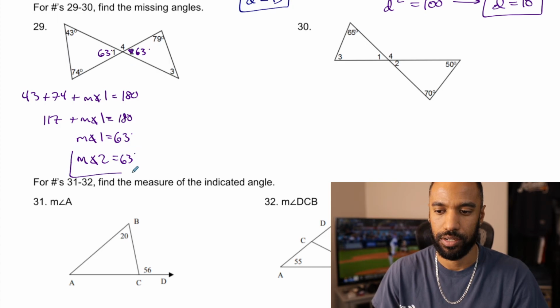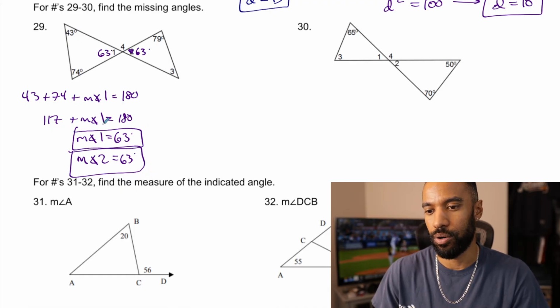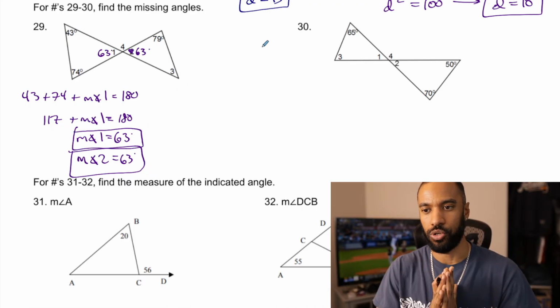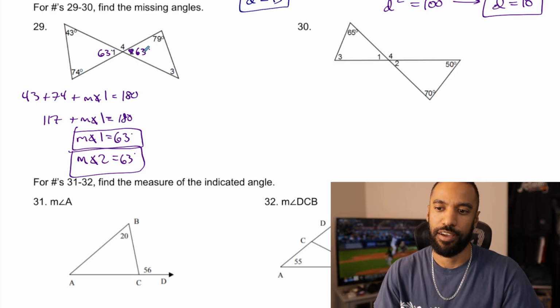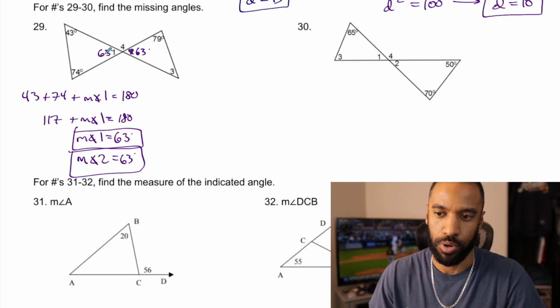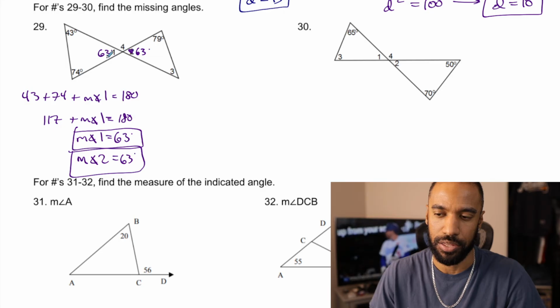They're congruent. You can find 4 or 3 on your own accord. It's kind of up to you when you want to find them. I'm going to go ahead and find 4 first. 4 is a linear pair with 1 or with 2 right here, either or.